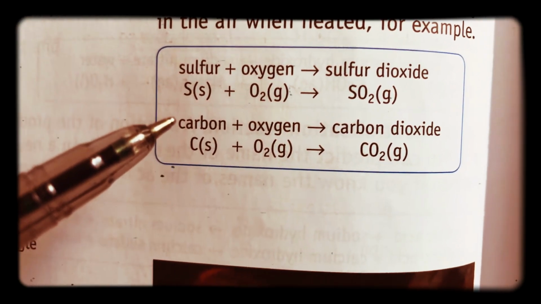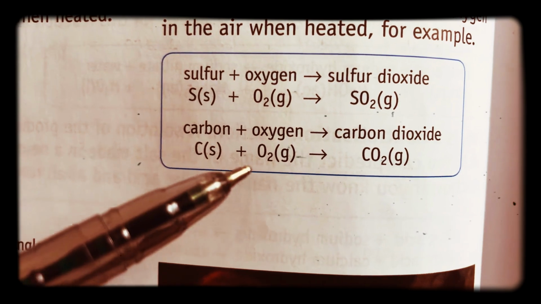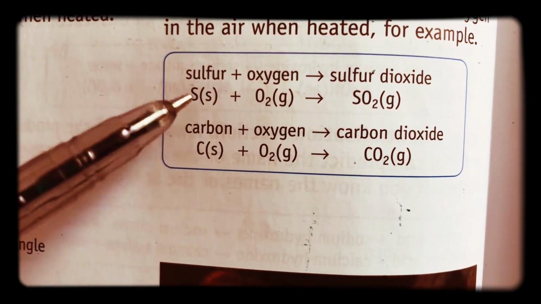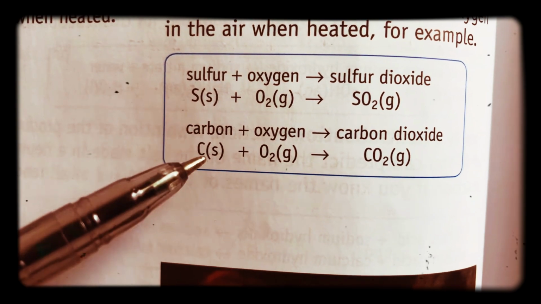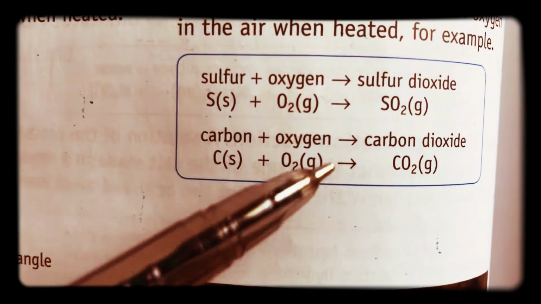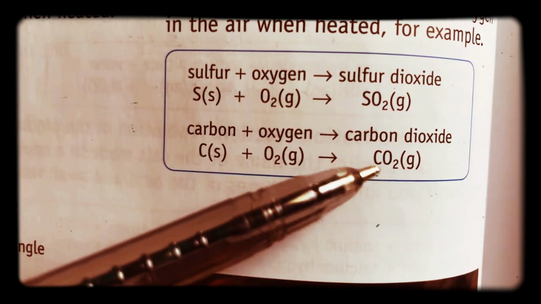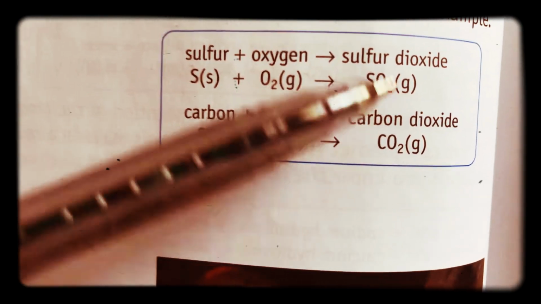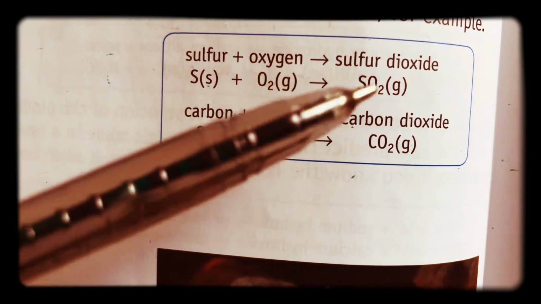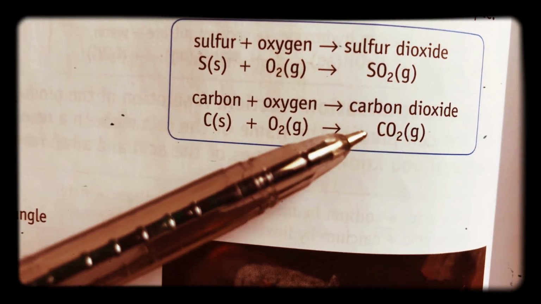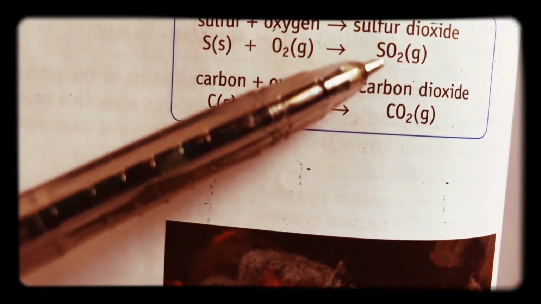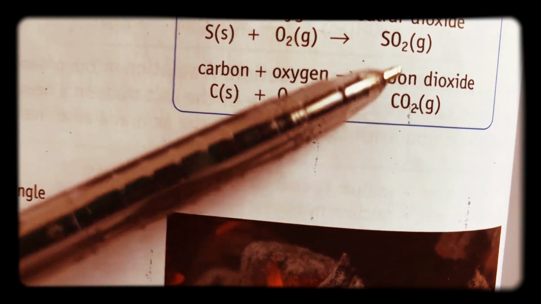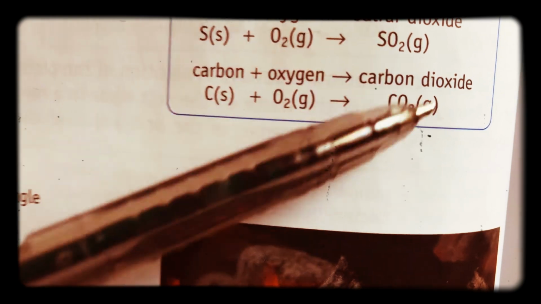You've got carbon and oxygen reacting to form carbon dioxide. So again, you've got the O2, but in each of these examples, sulfur and carbon exist on their own. And it just so happens that you only need one carbon and one sulfur to form those respective dioxides. Why are they called dioxides? The reason why they're called dioxides is because each molecule of these oxides contains 2 atoms of oxygen. Okay. Now these are gases.